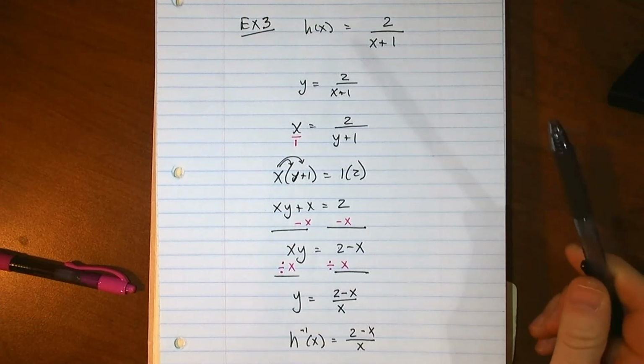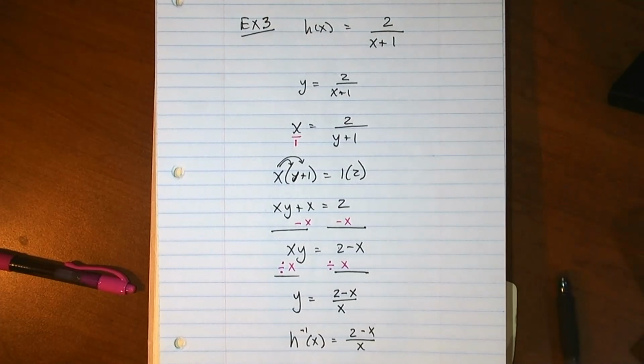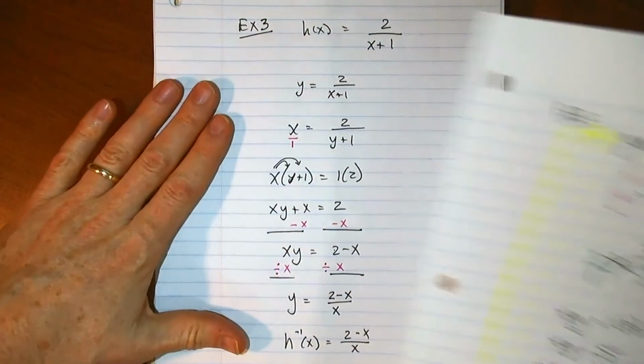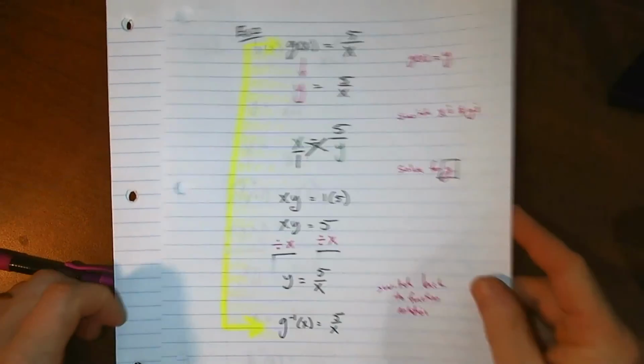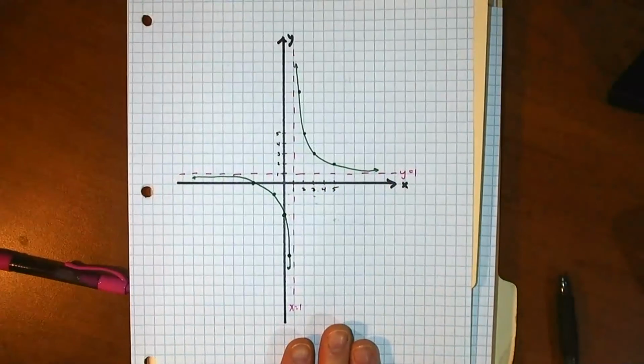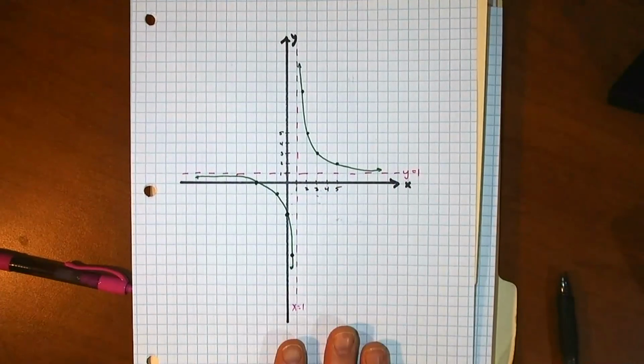Okay, so these are the types of problems that you'll be working with in tonight's homework. Finding inverses from equations, like example 2 and example 3, and then also finding graphs using other graphs, like example number 1. All right, so that's it for this video.